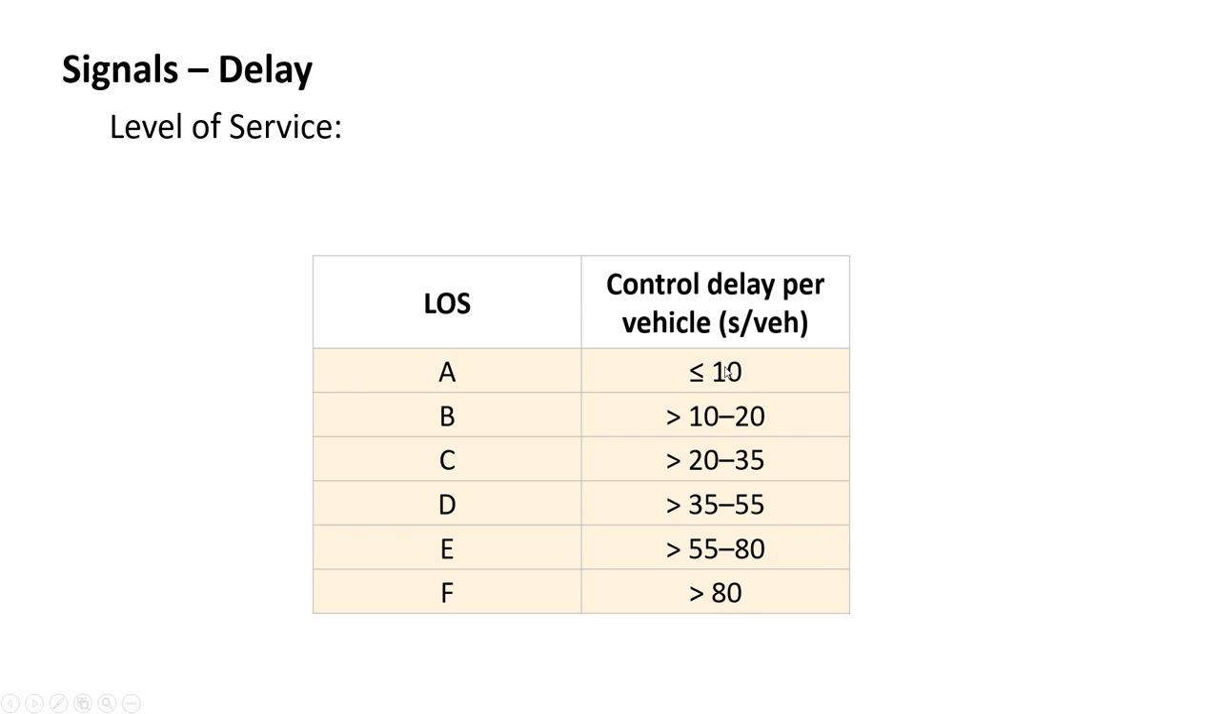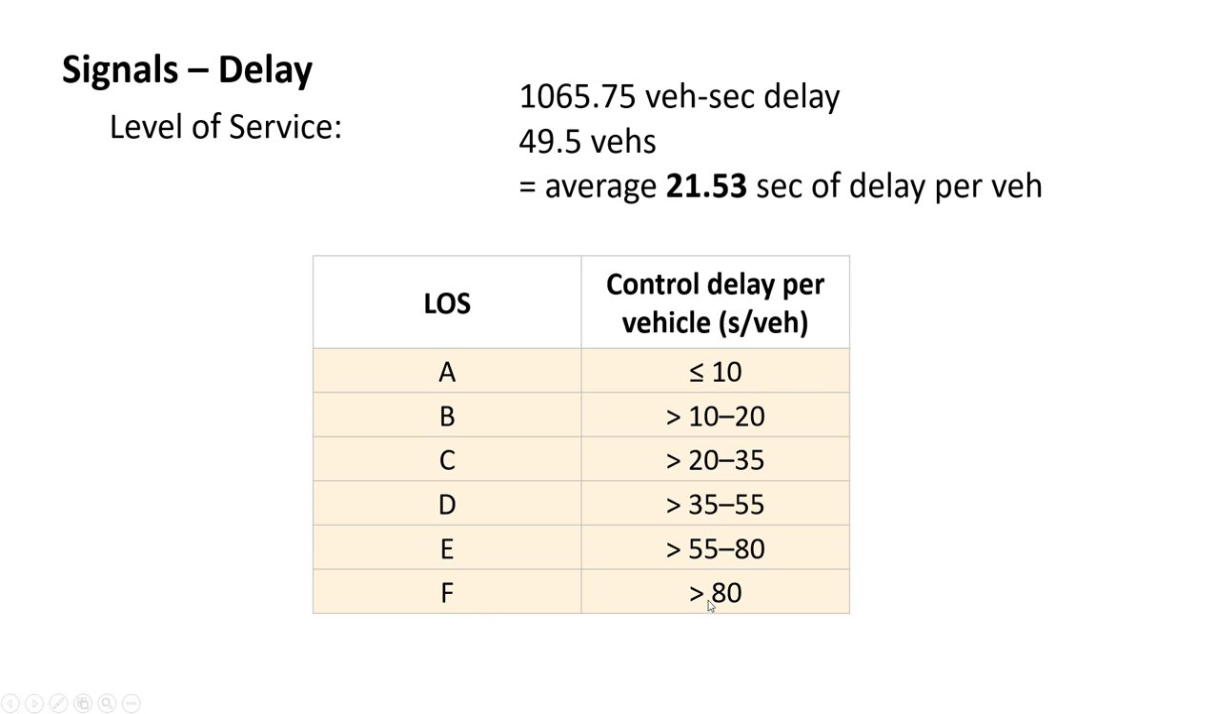If it's less than 10 seconds, then you're a level of service A. If it's 10 to 20 seconds, you're level of service B. C gets to be a bit wider range. You're 20 to 35 seconds. D is even wider than that. F is finally more than 80 seconds of wait time. Right? If you had to wait a minute and 20 seconds to get the green light, or more than a minute and 20 seconds, that's going to be a level of service F. You would not be happy, right? It's not a good signal if you have to wait that long.